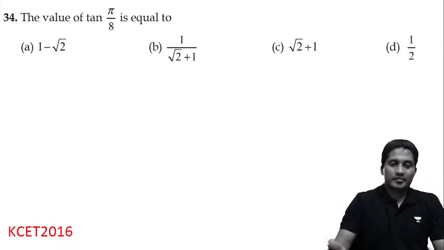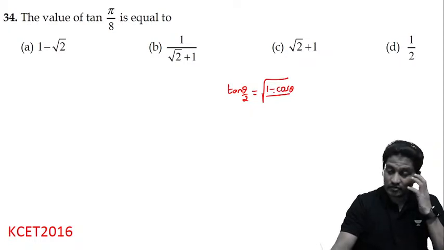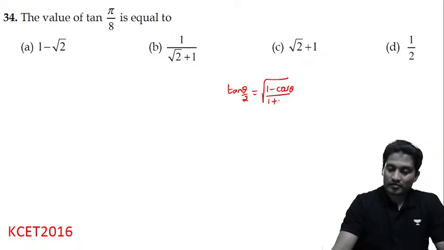Value of tan pi by 8. Actually tan theta by 2 is equal to plus or minus root of (1 minus cos theta) by (1 plus cos theta). I'll take plus only because pi by 8 is an acute angle.